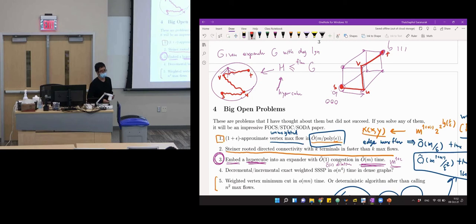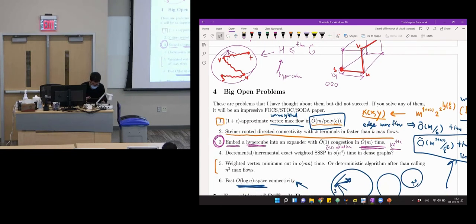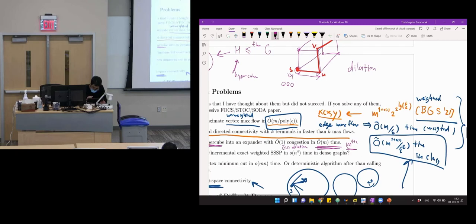So it's very nice. Dilation, yeah. So just to say again, dilation of embedding.